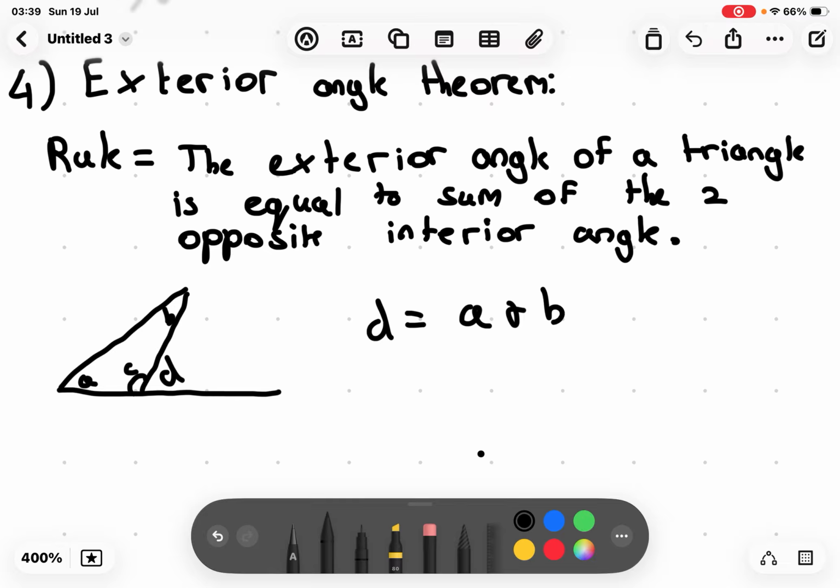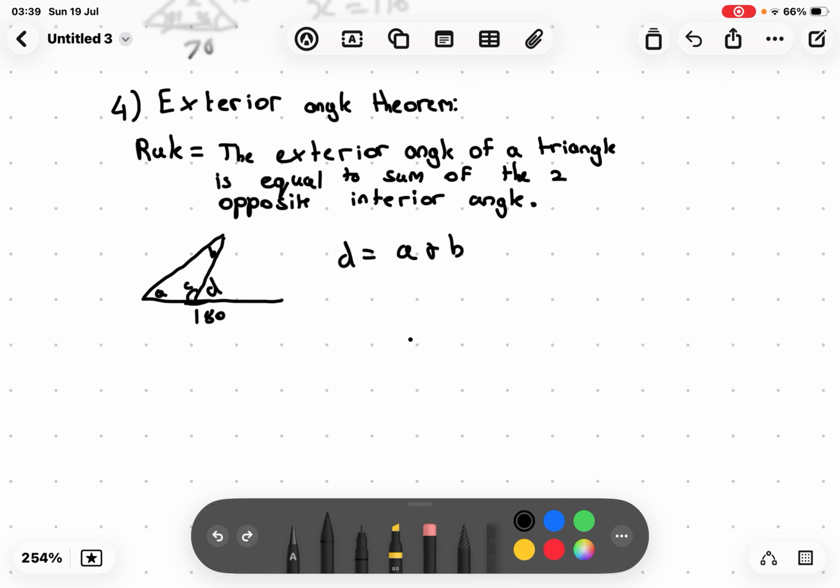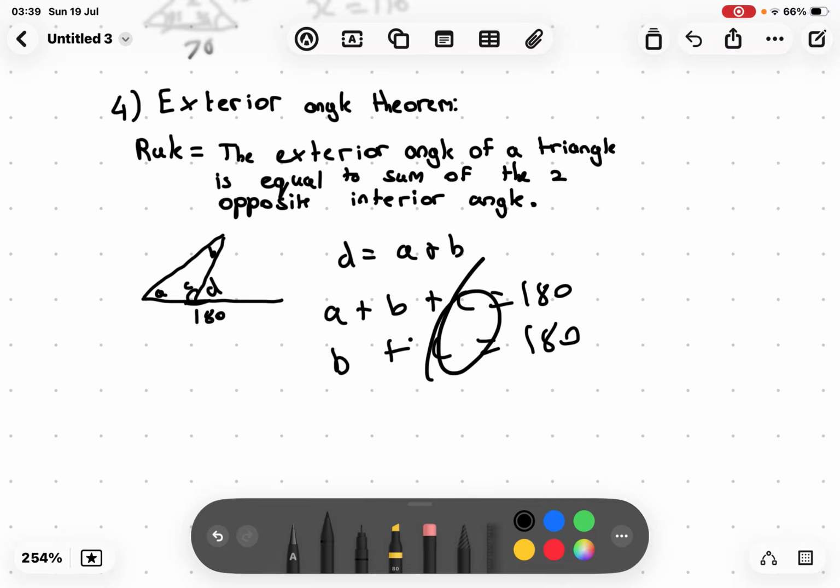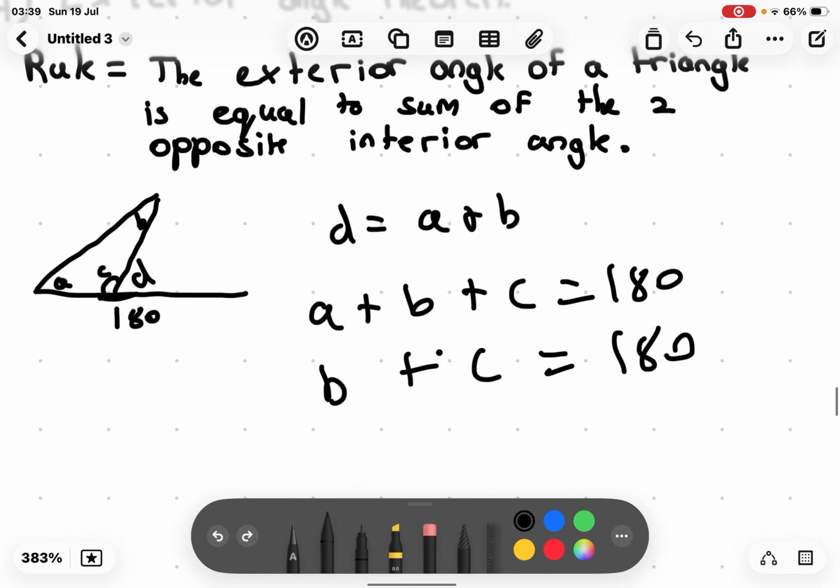And not only that, but also the line equals 180 and the whole triangle equals 180. So you know how A plus B plus C equals 180? Same, B plus C equals 180. So it's only C that's always the same. So these are the same number because they give the same result. So that's the mentality behind it.